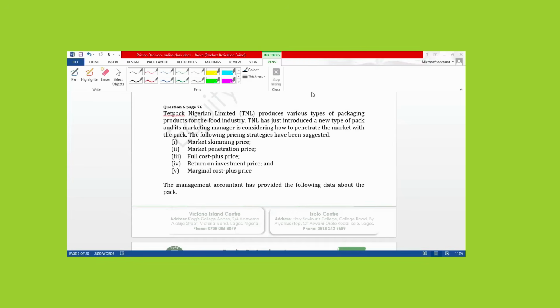Yes, sir. Return on investment will be added to the total cost to get the selling price of the product. There's a percentage of return on investment, so that will be added to the total cost that has already been arrived at. That will not determine the selling price of the product.